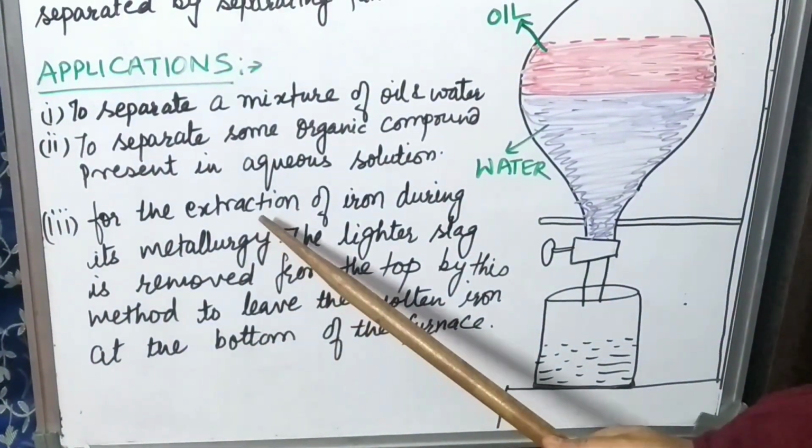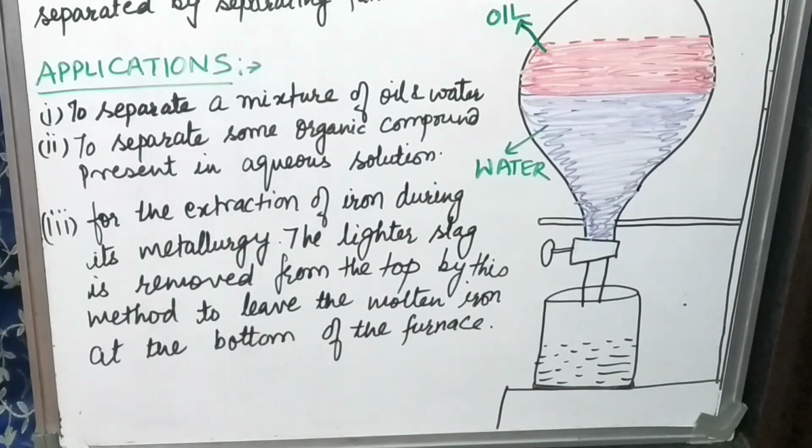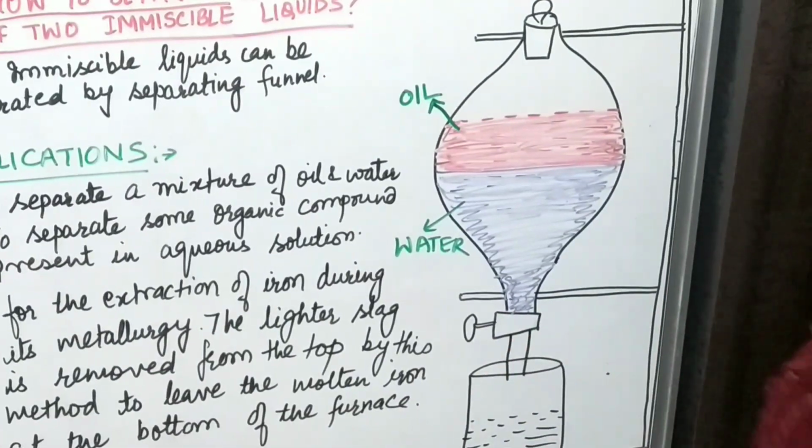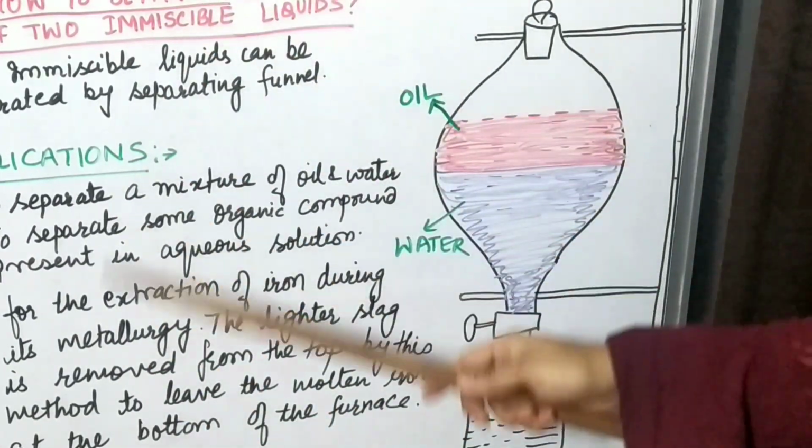In the third step, you could see that when the iron is going through the metallurgical process, at a certain time froth flotation, that is, when it goes through the concentration of ores process, its ores are separated out through the froth flotation method. So at that time also this separating funnel is used to separate out the froth from the molten iron. Understood? So these are all the applications of the separating funnel method.